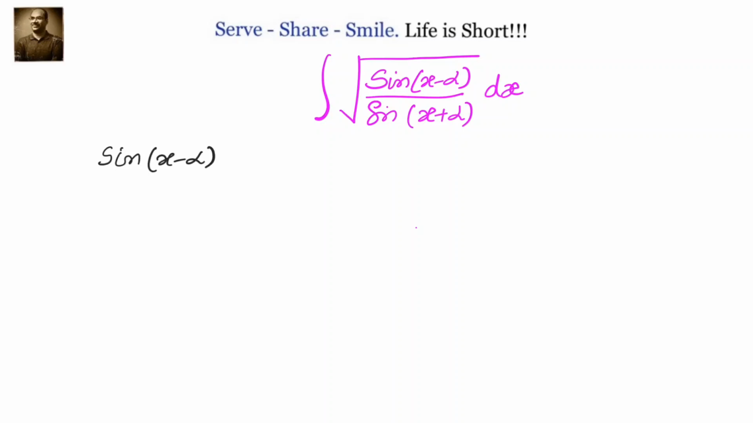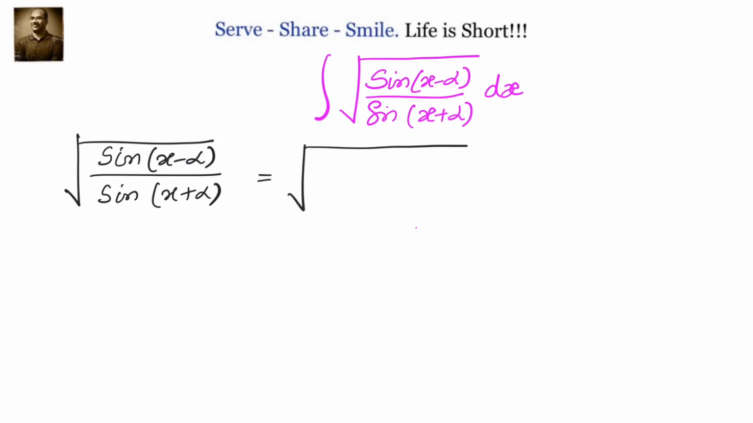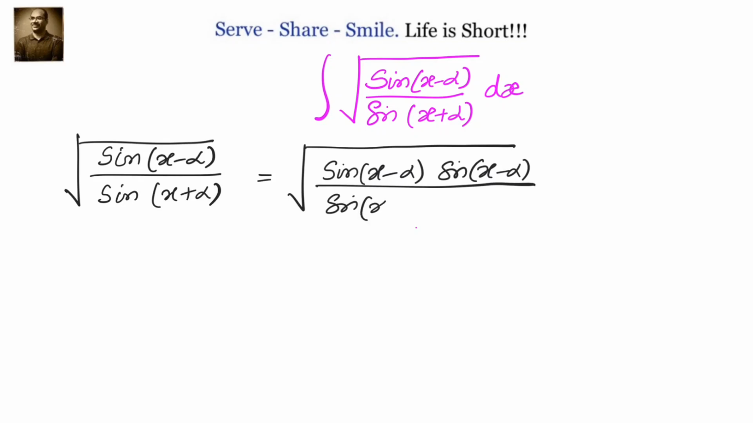Given what we need to find out is the integral of square root of sin x minus alpha by sin of x plus alpha. Without the integral, first let's try to simplify this. Once we are done, then we'll apply the integral on top of it. So we'll multiply with sin of x minus alpha, both numerator and denominator. In the numerator, the square root will go away, so we'll have sin of x minus alpha.